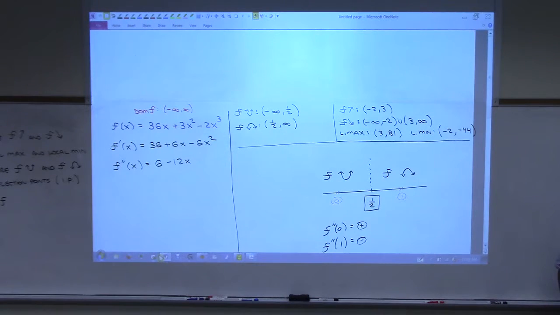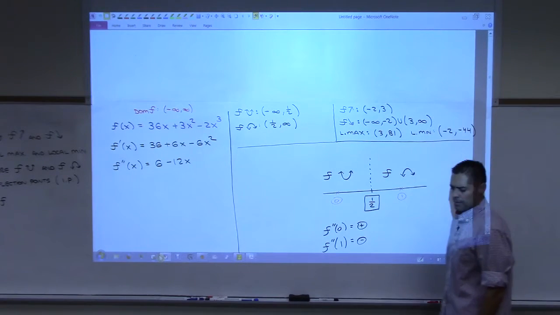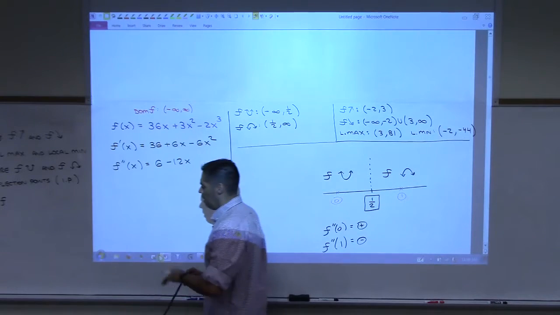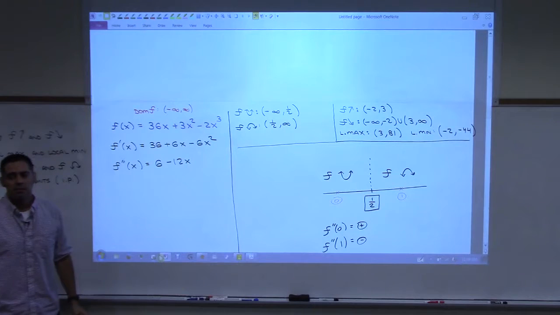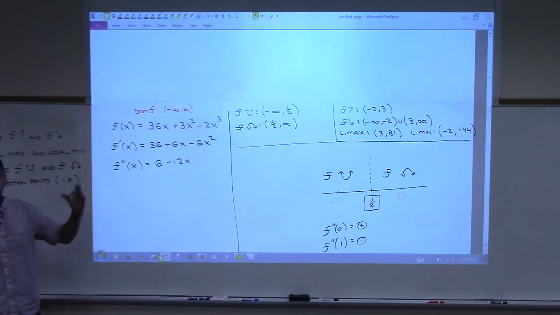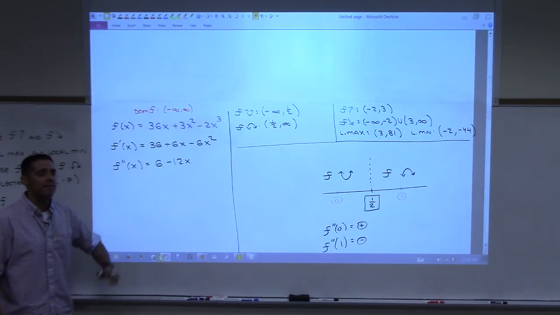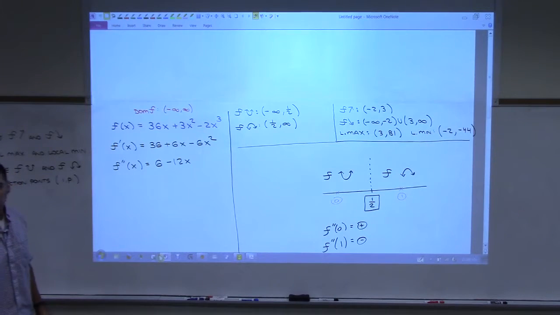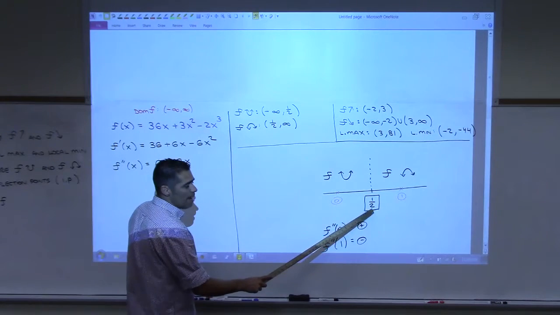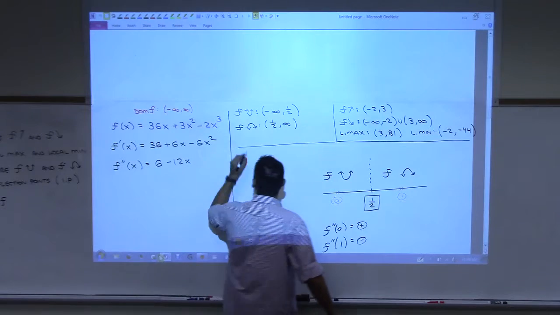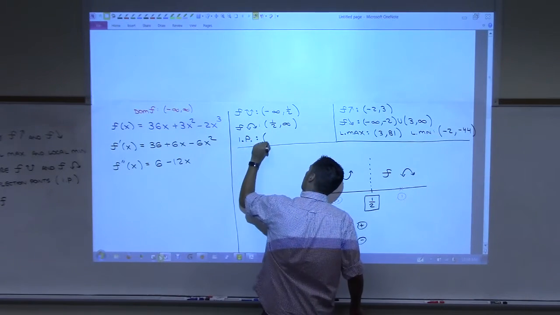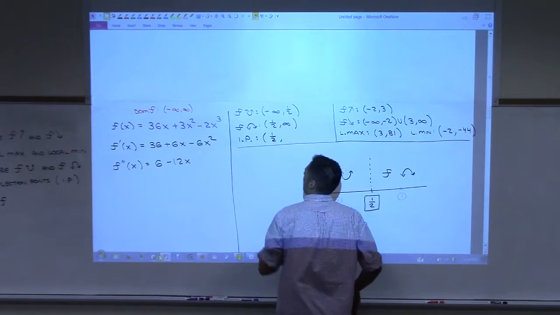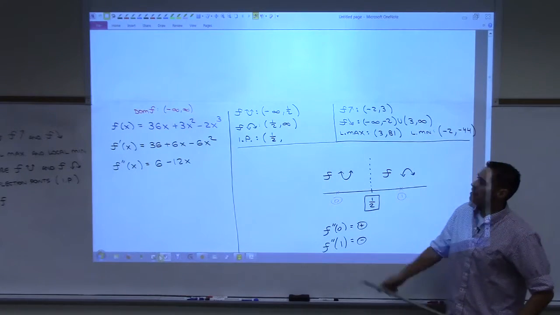Inflection points. What are inflection points? Anywhere where it changes. Doesn't matter if it's from positive to negative or negative to positive. Anywhere you have a change, you have an inflection point. So we have one at 1/2, right? At 1/2 we have an inflection point. But I need to write this as a point. I know the x-coordinate is 1/2, but what's the y-coordinate? I've got to plug it into the original function.